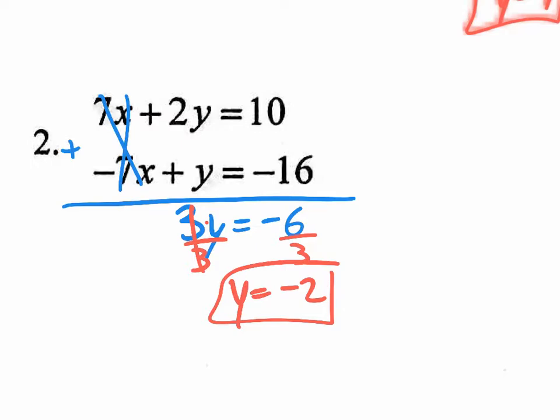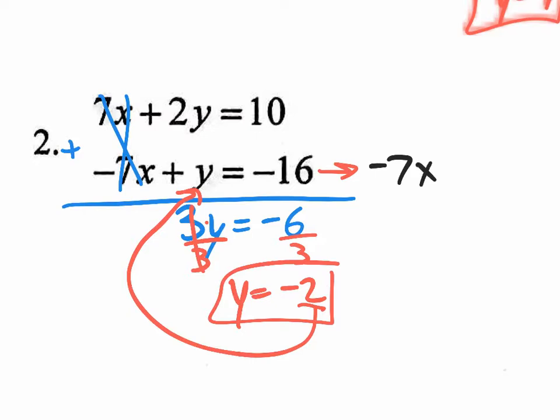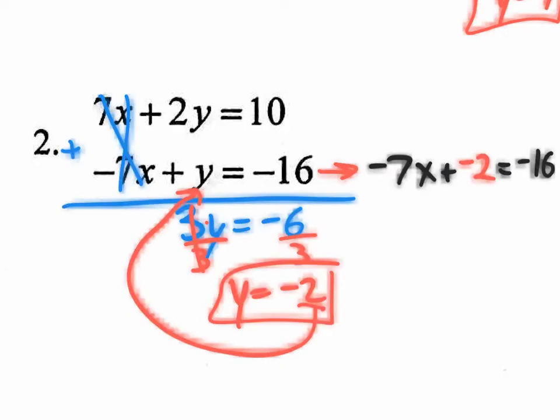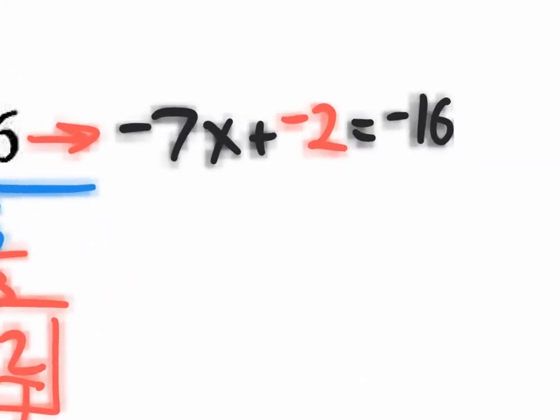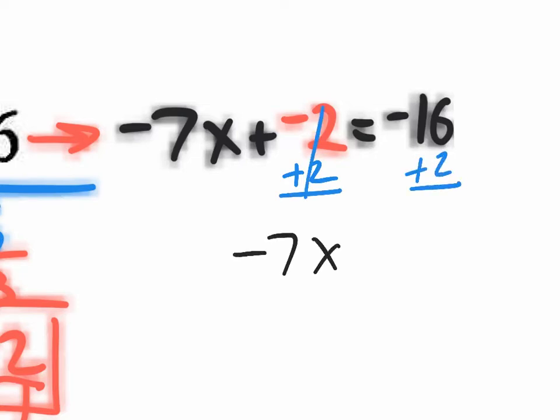I want to take the negative 2 right here and plug it into the bottom equation. So my new equation right here on the bottom is going to be negative 7x plus negative 2 equals negative 16. So we need to solve this equation over here. I want to do that by adding 2 to both sides. So I'm going to have negative 7x equals negative 14.